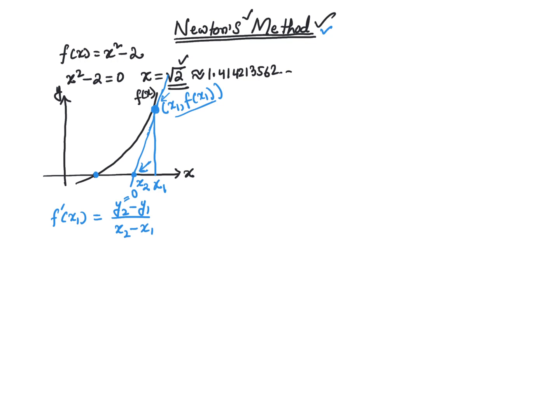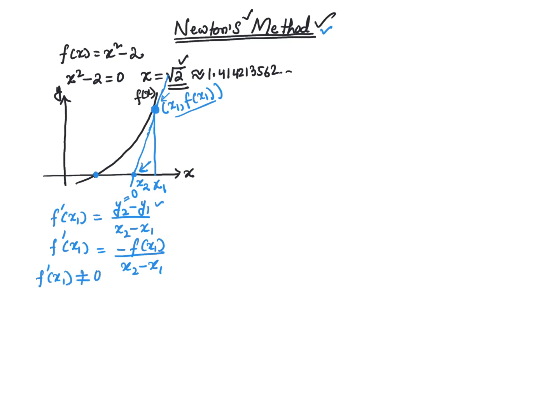So if I were to rewrite it, I'm going to get f prime of x1 is equal to negative y1, but negative y1 is f of x1 divided by x2 minus x1. Now I can simplify it by making the assumption that f prime of x1 is not equal to 0.